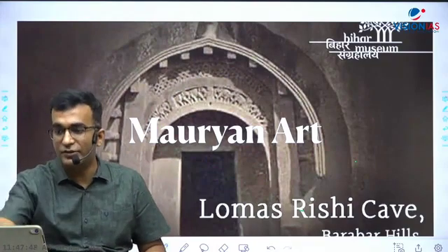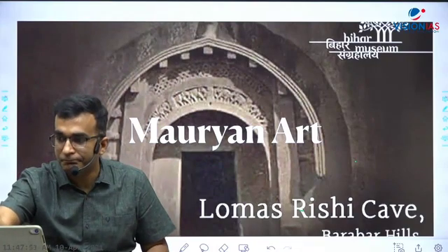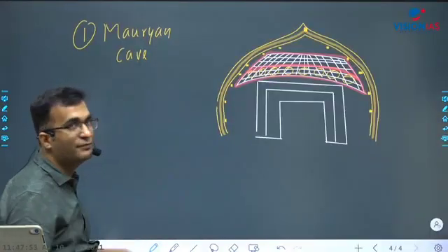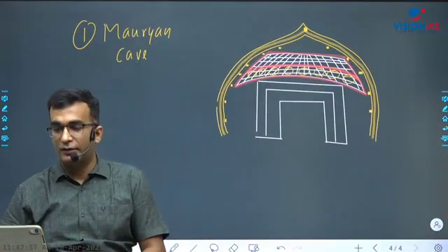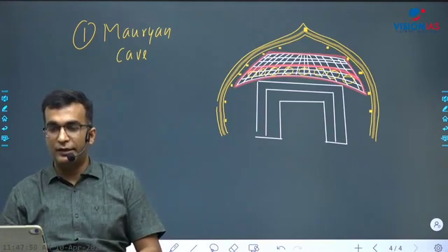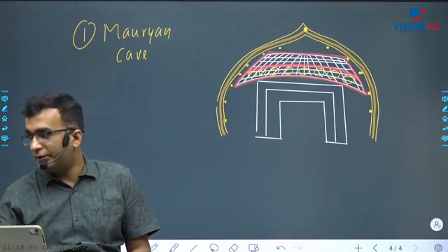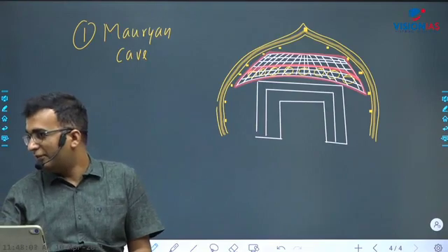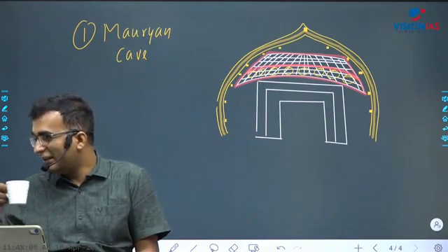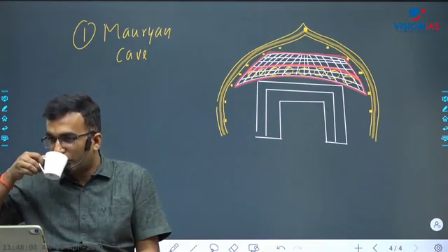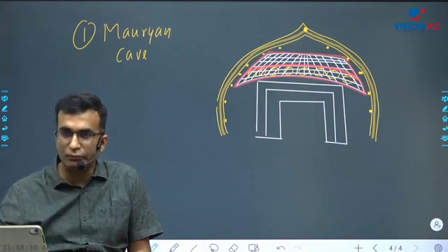So please write that Mauryan caves were intricately decorated at the entrance.